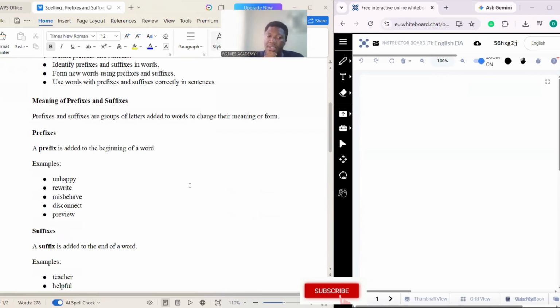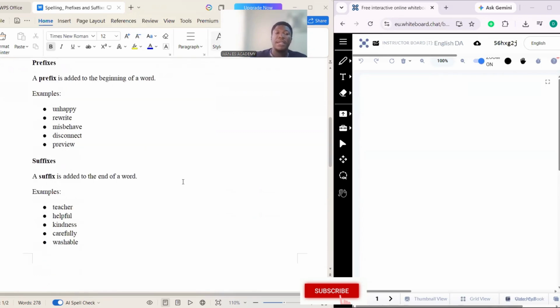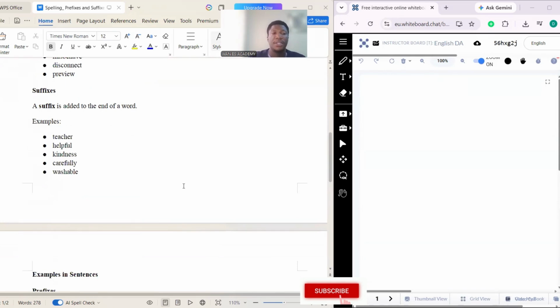A suffix is added to the end of a word. For example, er is added to teach to make it teacher. Ful is added to help to make it helpful. Ness is added to kind to make it kindness. Ful or ly is added to care or careful to make it careful or carefully. And then able is added to wash to make it washable.